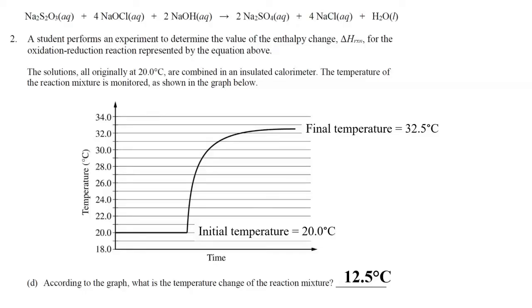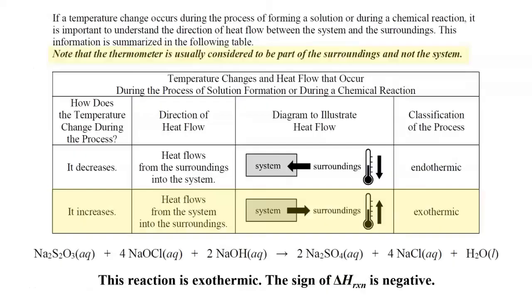Now the temperature did increase in this experiment. So earlier in a previous video, I talked about how the thermometer is normally considered to be part of the surroundings and not the system. So when the temperature increases during the course of a reaction in which aqueous solutions are combined, that means that heat is released from the system to the surroundings. So this reaction should be exothermic, and we're already anticipating that the sign of delta H for the reaction will be negative.